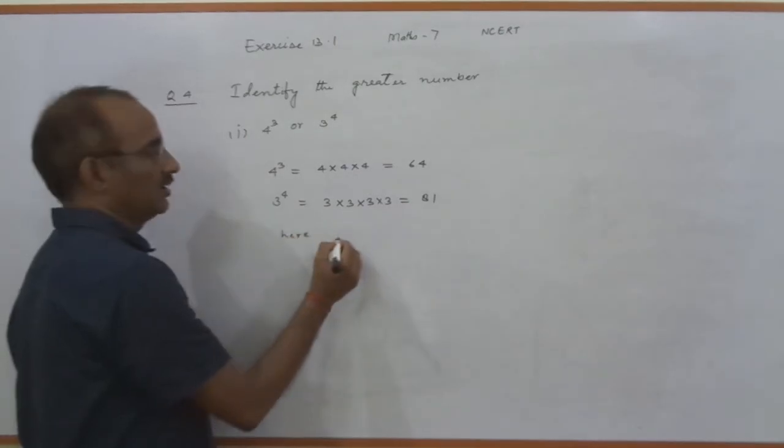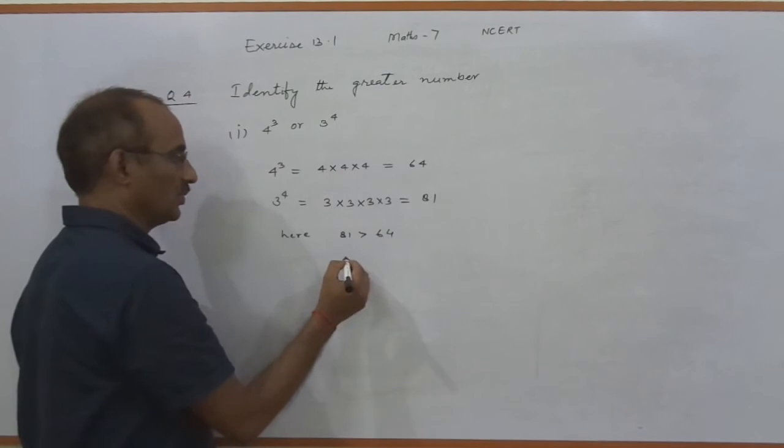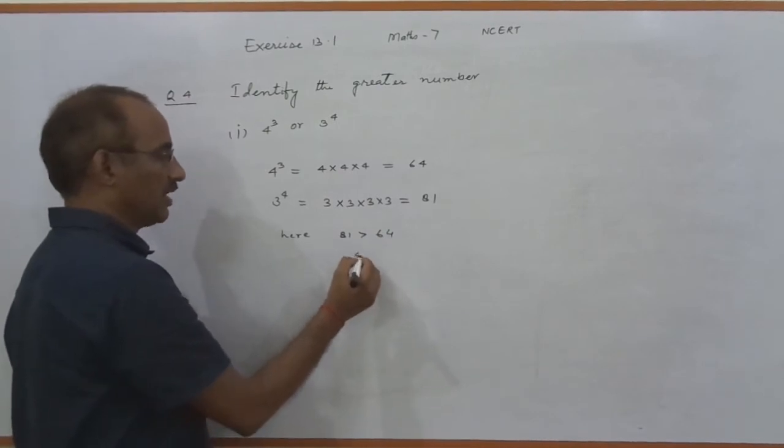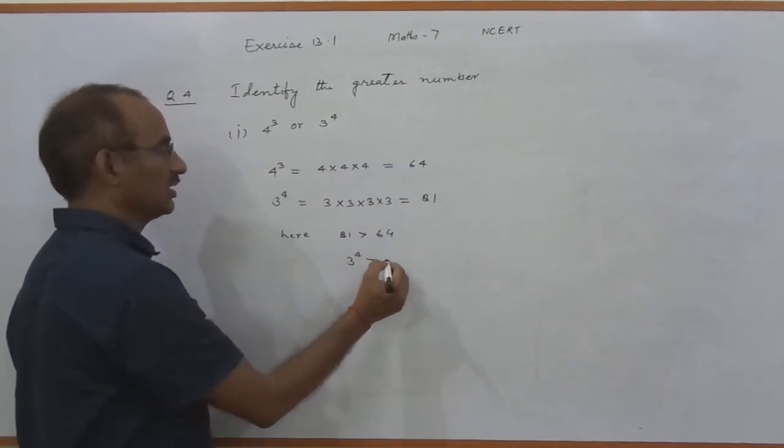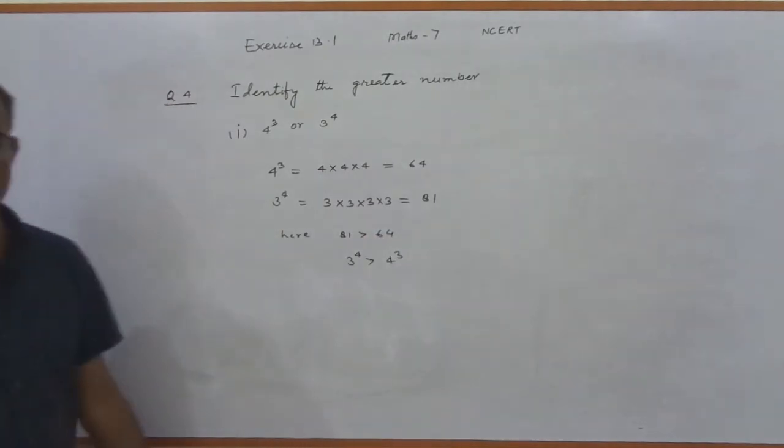Here 81 is greater than 64. So 3 power 4 is greater than 4 power 3. This is our answer.